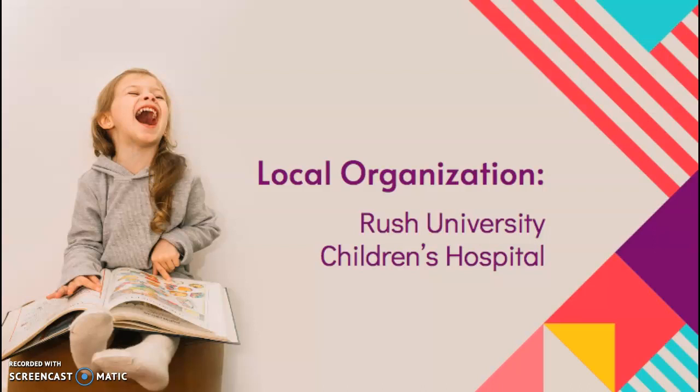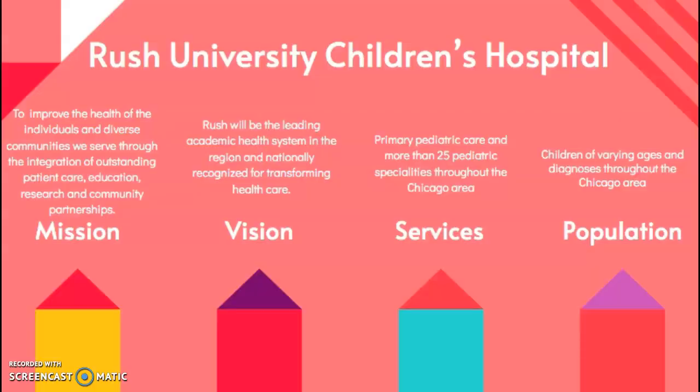So for our local organization, we have chosen Rush University Children's Hospital. Rush University Medical Center has a mission to improve the health of the individuals and diverse communities we serve through the integration of outstanding patient care, education, research, and community partnerships. Their vision is for Rush to be the leading academic health system in the region and nationally recognized for transforming healthcare. Rush University Children's Hospital offers a wide variety of services for children throughout the Chicagoland area, including primary pediatric care and more than 25 pediatric specialties at its 3 hospitals and several satellite locations.